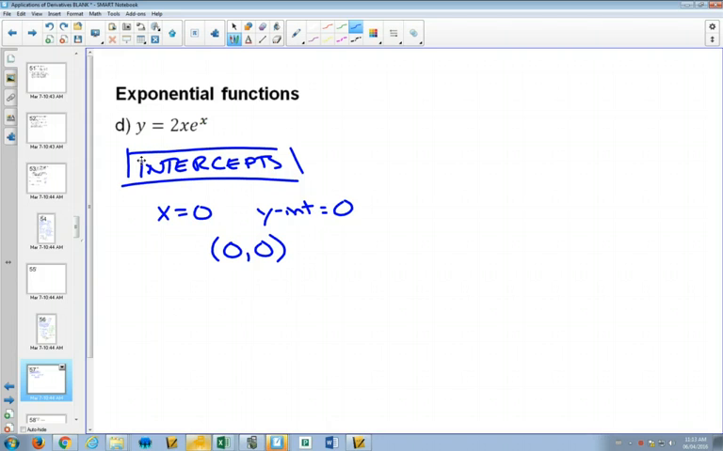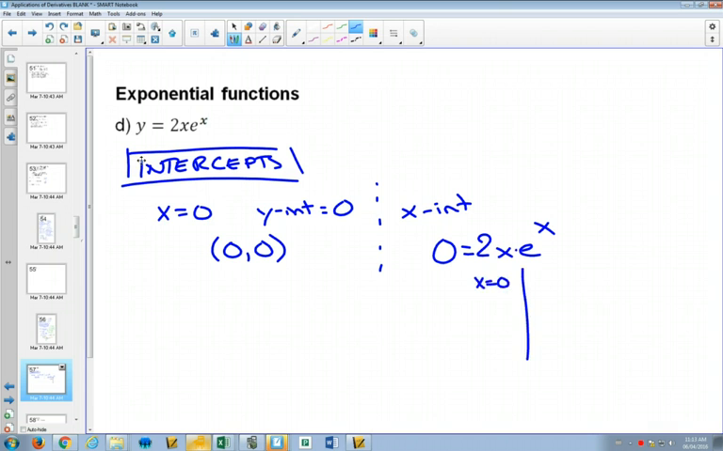That one was easy. To find out our x-intercept, well, can you see that 0, 0 will also be an x-intercept? But if we solve for our x-intercept by making y equal to 0, there's some important things that happen. First of all, we're going to check the following. This is multiplied, so either x could equal 0, which we already knew, or e to the x could equal 0. Is e to the x ever equal to 0?